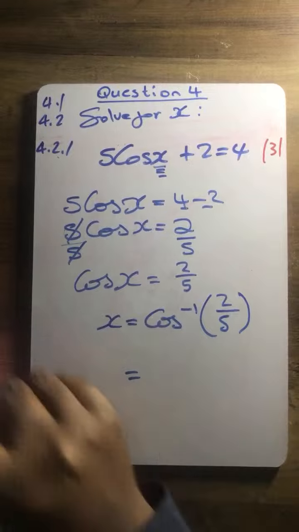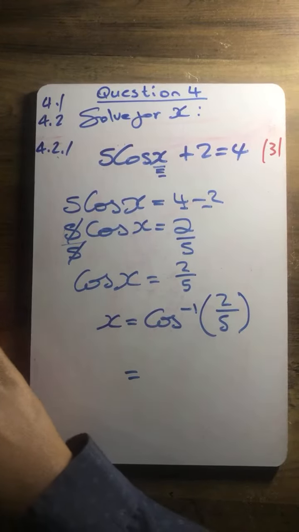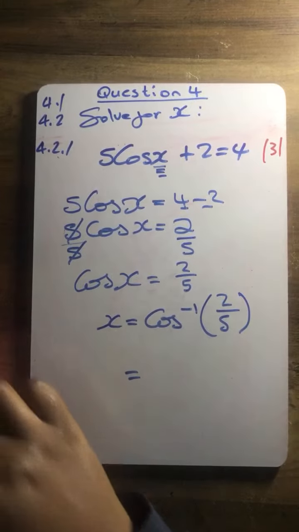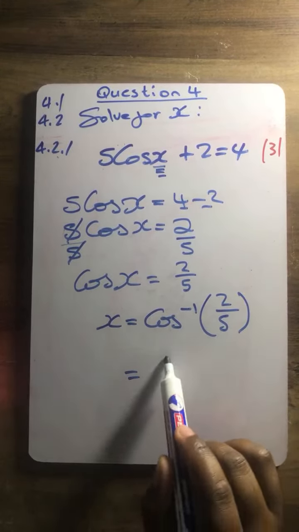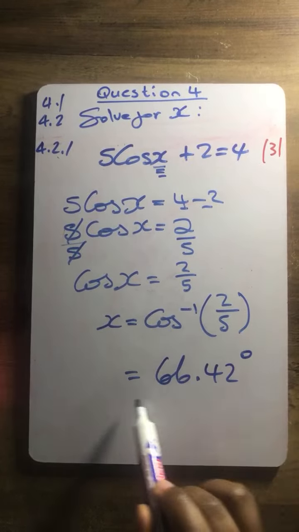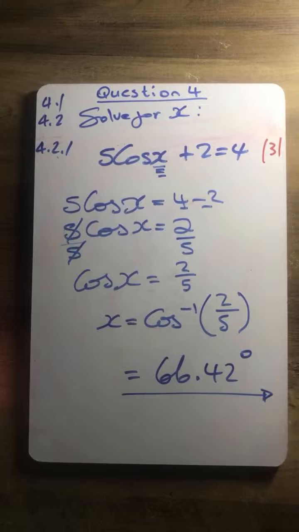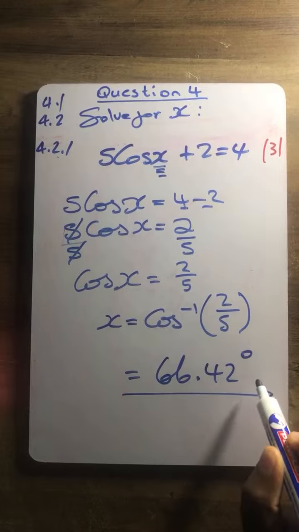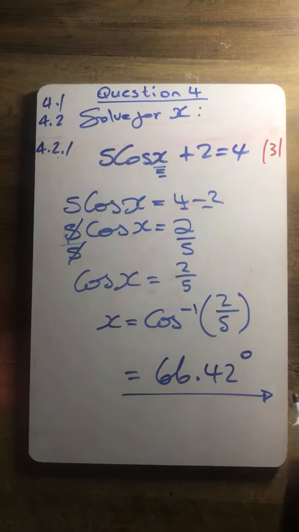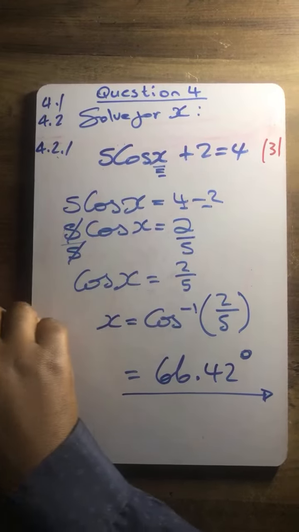Yes. Then now let's see. When you say shift cos, and then you say 2 over 5, this is what it gives you. You get 64.4 degrees. If you don't say degrees, then your answer is wrong. You can write it with the degree symbol or just write it as degrees, but in the exam, you write the degree symbol.